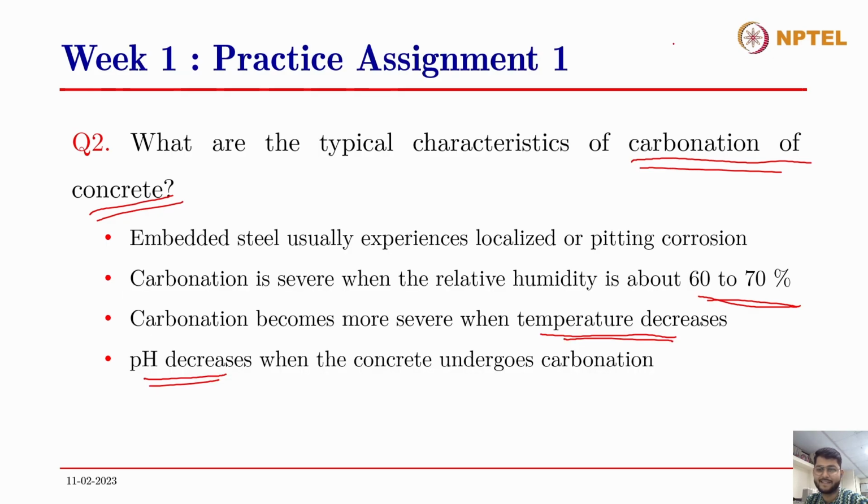Coming back to this question, localized pitting normally takes place in the case of chloride attack, so it cannot be the answer. A lot of studies have been done relating to relative humidity, and 62% to 70% is quite conducive for carbonation. So the second one is correct. Then the pH comes down below 9 when concrete undergoes carbonation. So the answers are two: second and fourth. A temperature decrease probably may not be the answer.